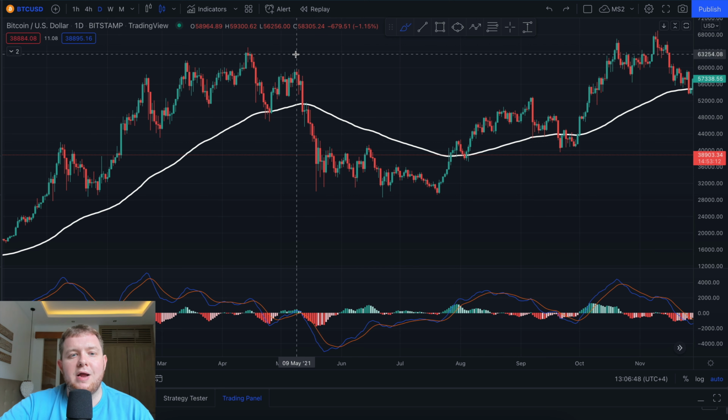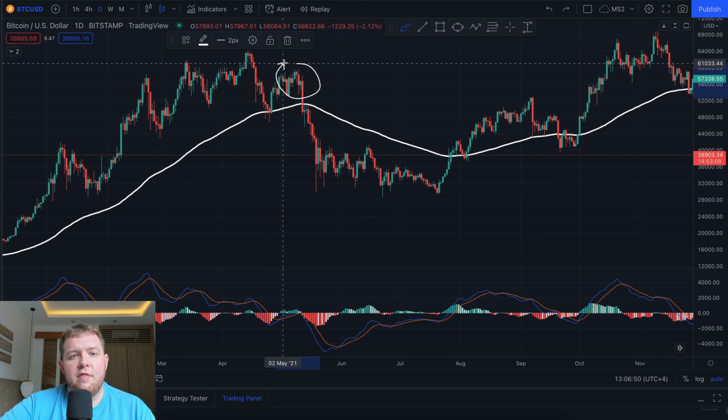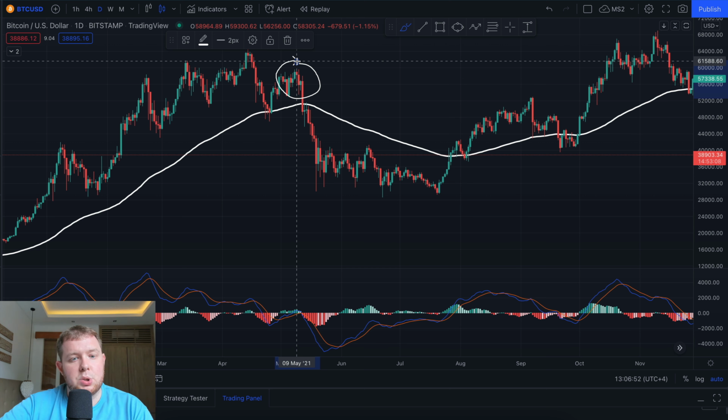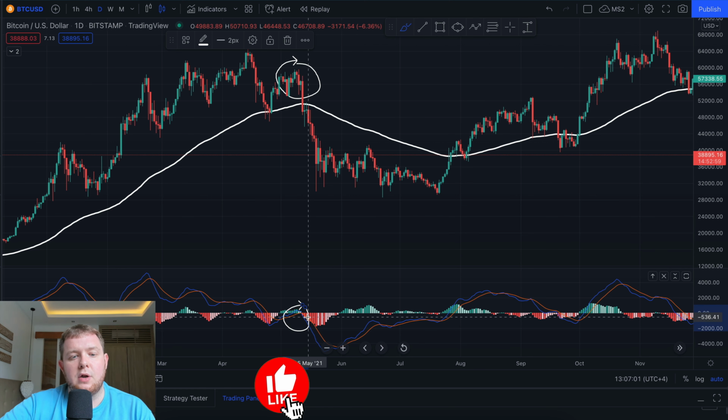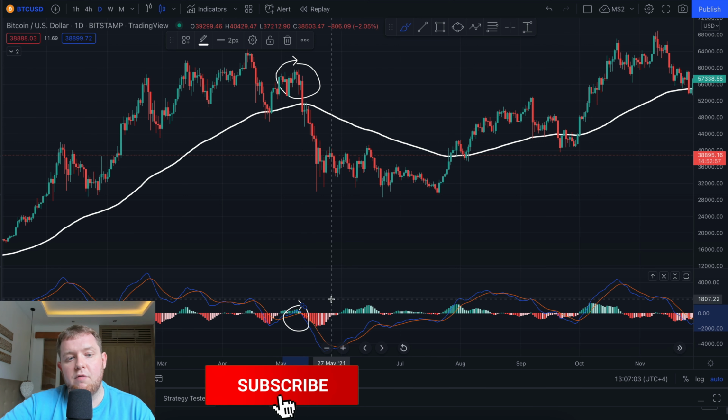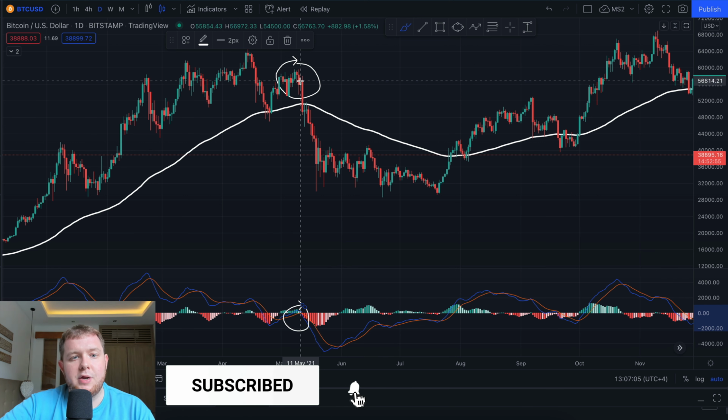So we can see right here, we are above the 100 MA, so it's technically bullish. However, the MACD has flipped bearish. We see that on the histogram, it's turning red, and also the MACD line is below the orange signal line. The orange signal line is above the blue line, so that's bearish. We can see right here.